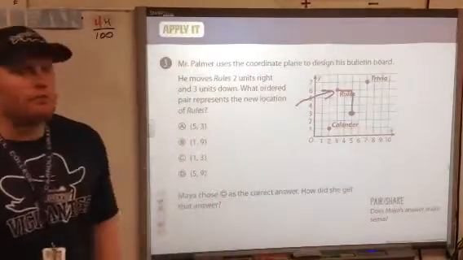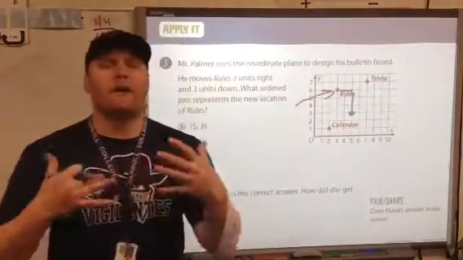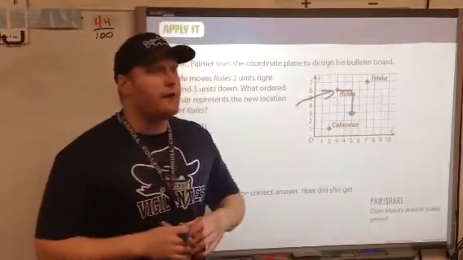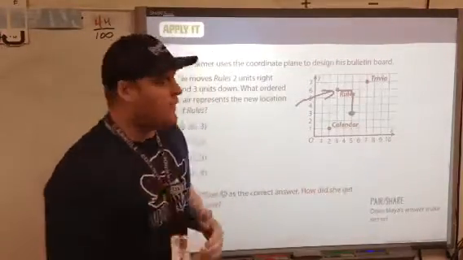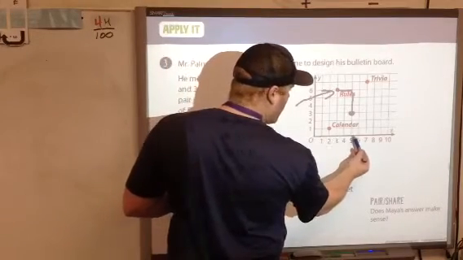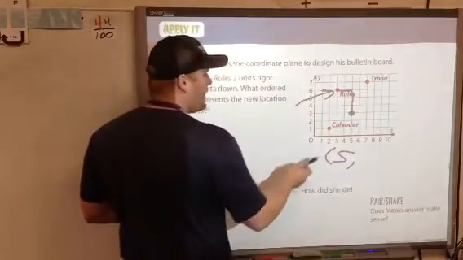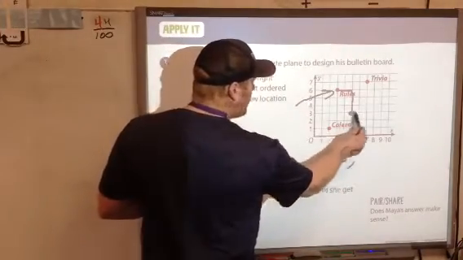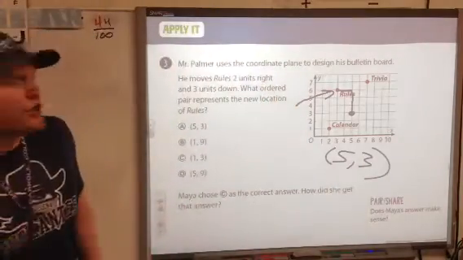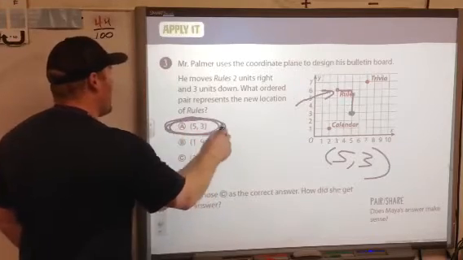And it says, what's the new location? Well, I plotted the new location for rules, and now I need to find its ordered pair. Okay, so in my ordered pair, we already know, just a quick reminder, x coordinate comes first, y coordinate second. So, my x-coordinate lines up with 5 along the x-axis, so I have 5. And it lines up with 3 along the y-axis. So my new location should be 5, 3, which is letter A.